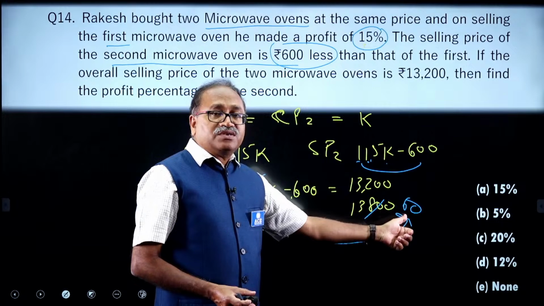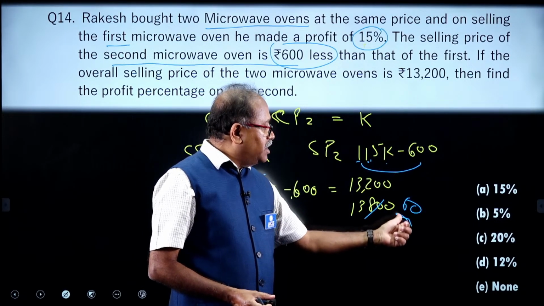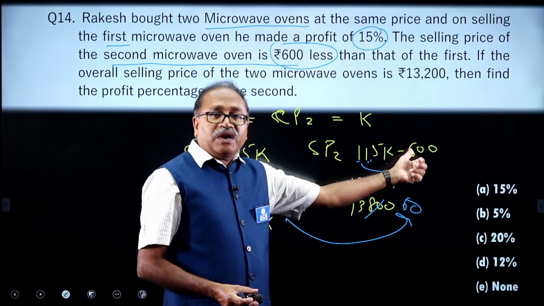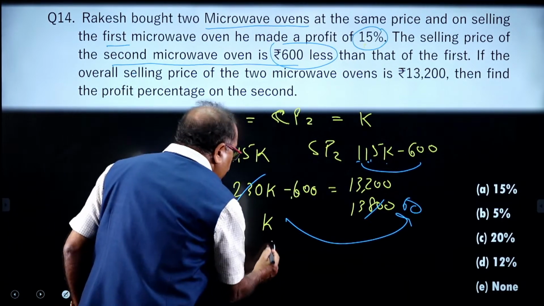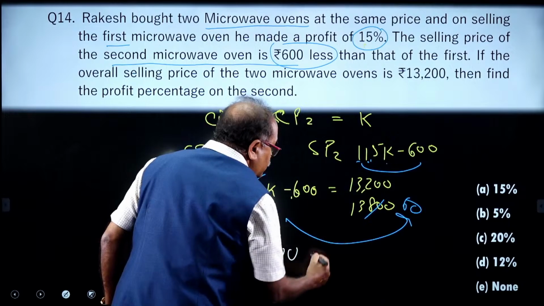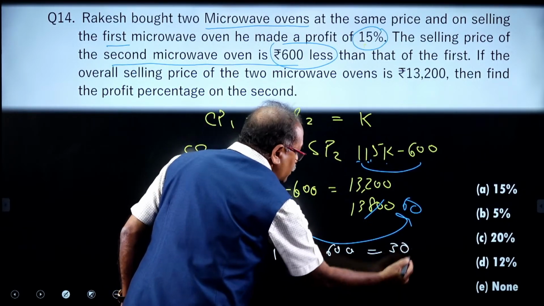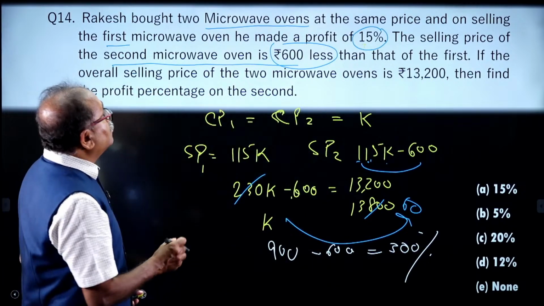So when k is equal to 60, what is 15k? 15 times 6 is 90, so 900 minus 600. We got 15k as 900, and minus 600. So what is the profit? 300 is the profit, not the percentage, it's in rupees.